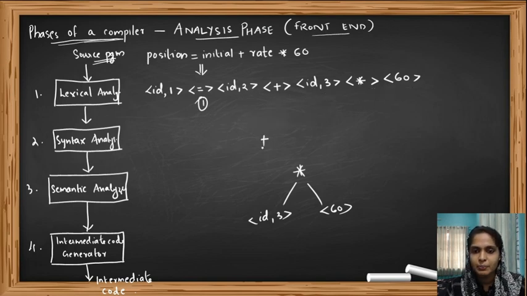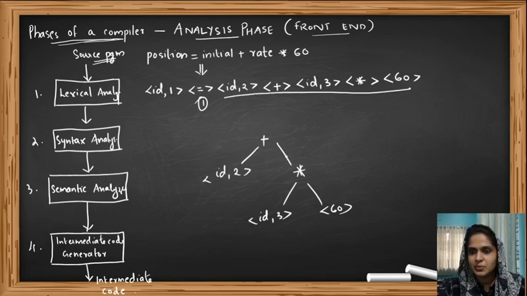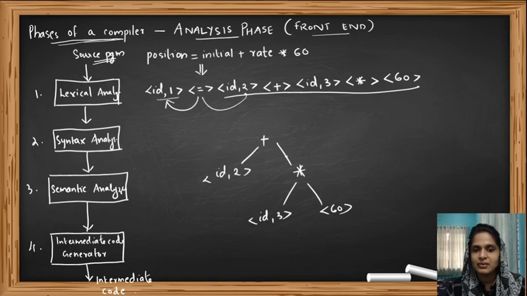We are having a plus operator with two arguments. One is ID comma 2, that is the first argument, and the second argument is the result of the multiplication. That means we have completed evaluating this much portion, and the last operator that we have to perform is the assignment operator. Here this assignment operator is having two arguments. One is ID comma 1 and the second one is the value we have computed till now.